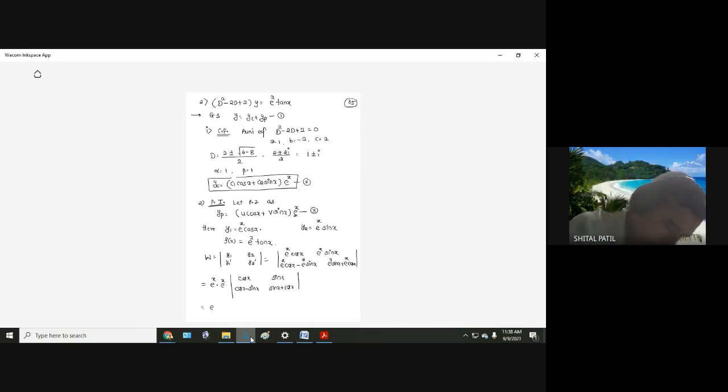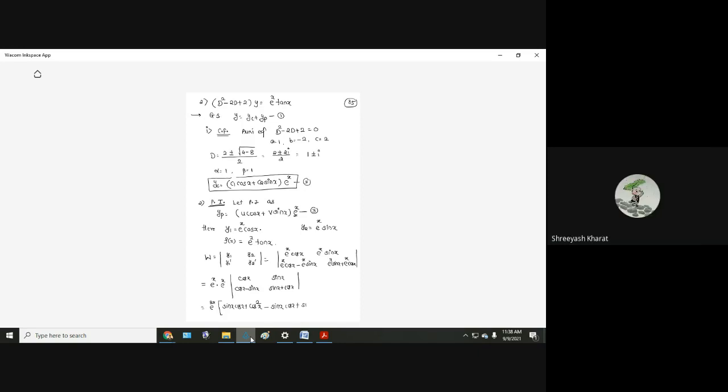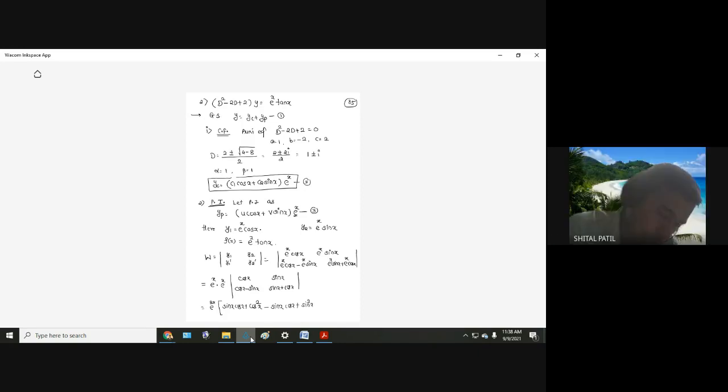e raised to 2x times (sin x cos x plus cos square x), minus, by the formula of the determinant, sin x cos x, plus sin square x. Absolutely. This will cancel, and it is e raised to 2x. Remember that it is always non-zero.